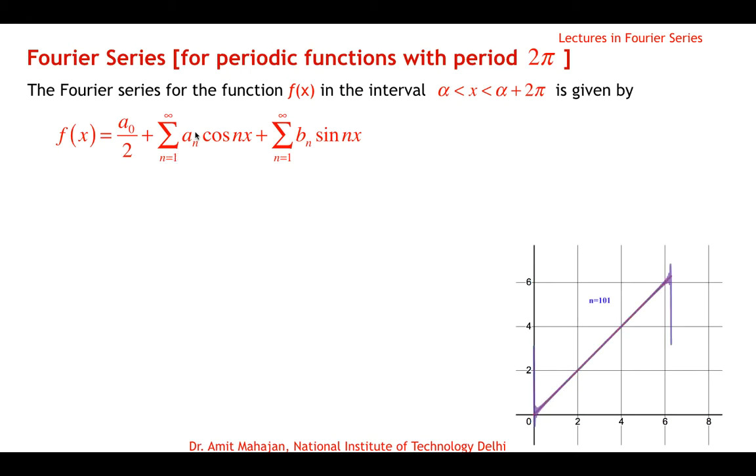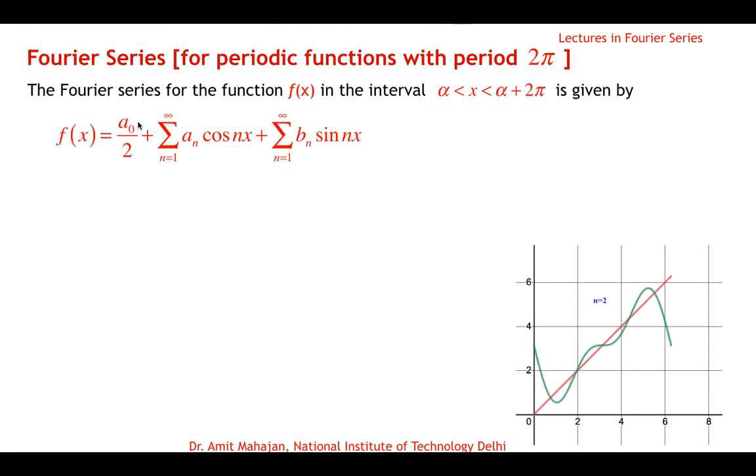For n equal to 0, the a naught term goes outside, and instead of a naught we are writing this constant as a naught by 2 for a specific purpose. I will let you know in a while. And for n equal to 0, sin 0 is 0, so that term is not present. So we are writing this infinite series as a naught by 2 plus the sum of infinite terms of cosine and the sum of infinite terms of sine.